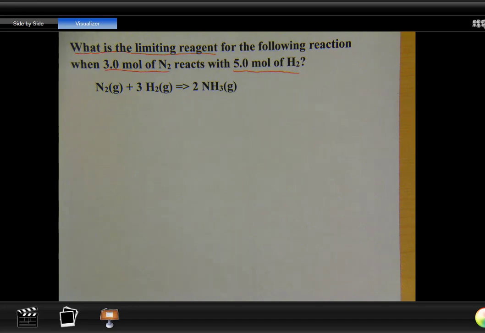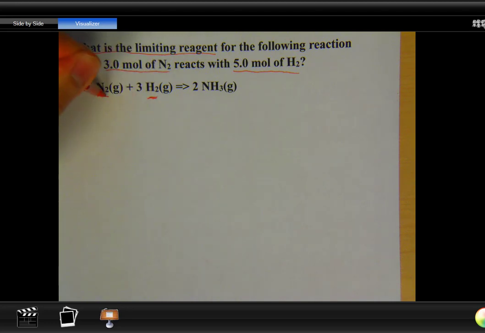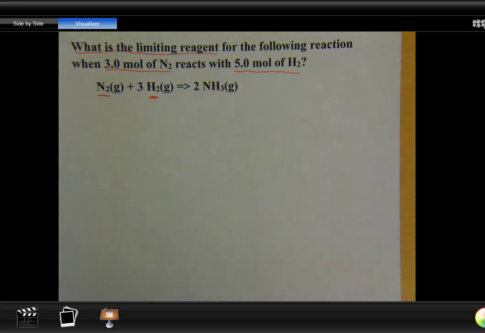So this is definitely a limiting reagent question. Our clues there are, again, that it is saying specifically the word limiting reagent. Also that you're given two amounts, so amounts of two different things, and those things are both reactants. Okay, so if you're given amounts of two reactants, you're probably looking at a limiting reagent question.